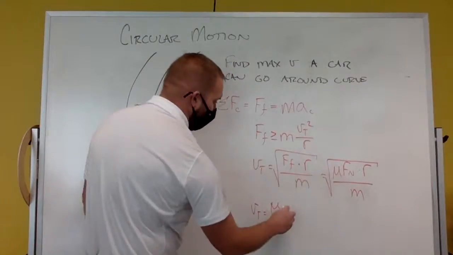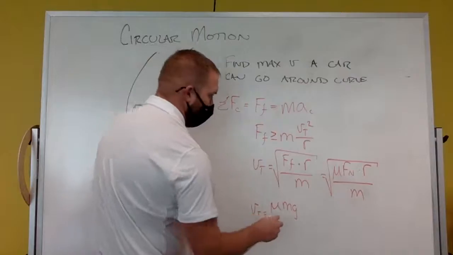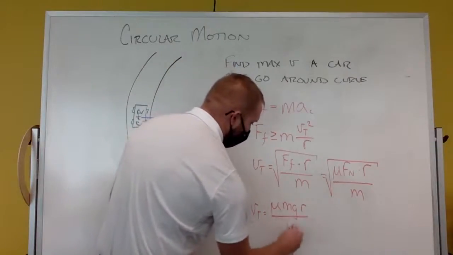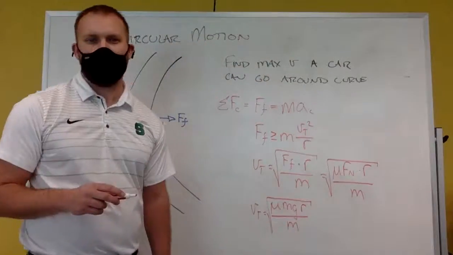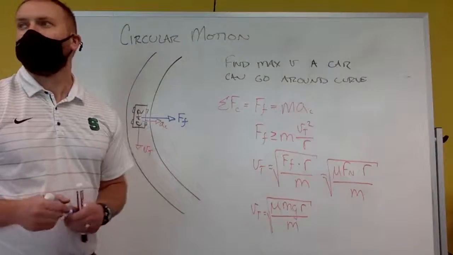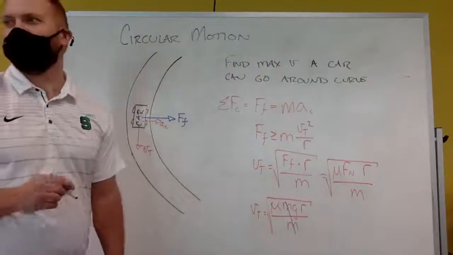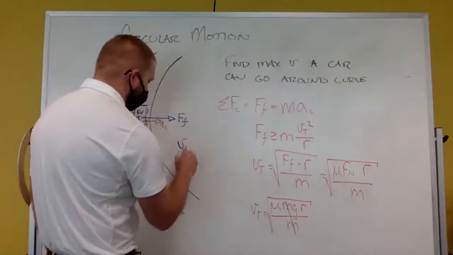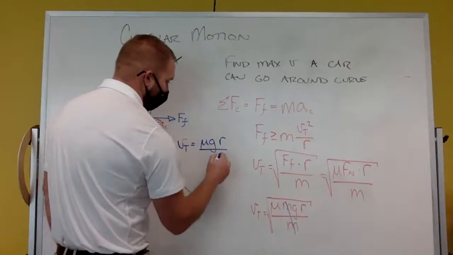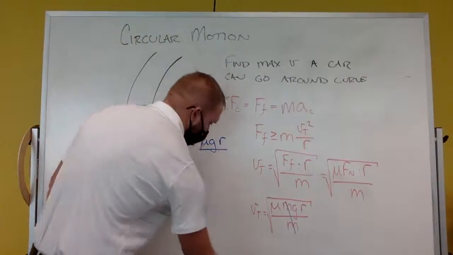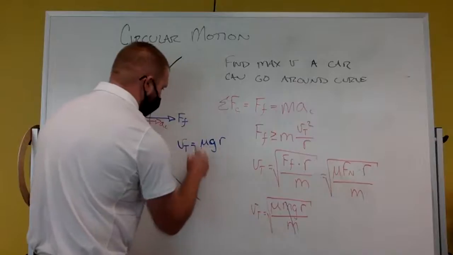Coefficient of friction. Normal force is gravity, mg. Yes. Gravity and normal force in this case are equal. R over m. Square root. Yeah. What happens? Simplify. Mass goes away. So my final answer is that velocity maximum is the square root of the coefficient of friction, gravity, and the radial distance of my turn. I don't know why I underlined it. Square root.